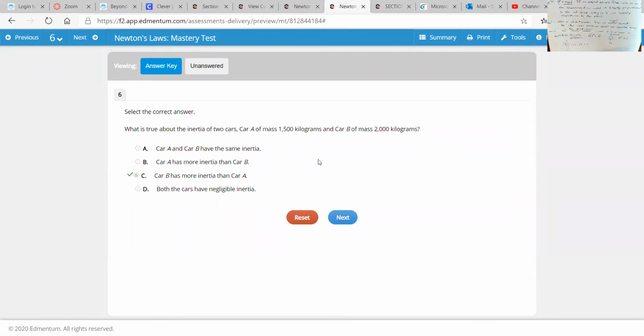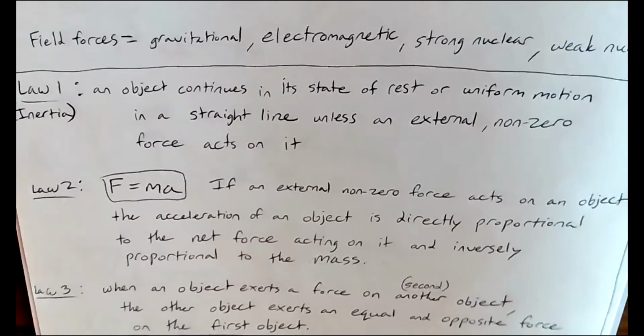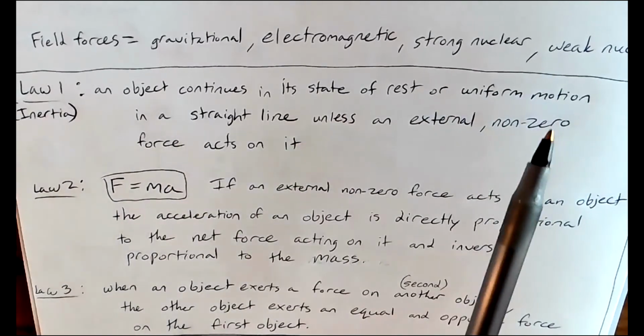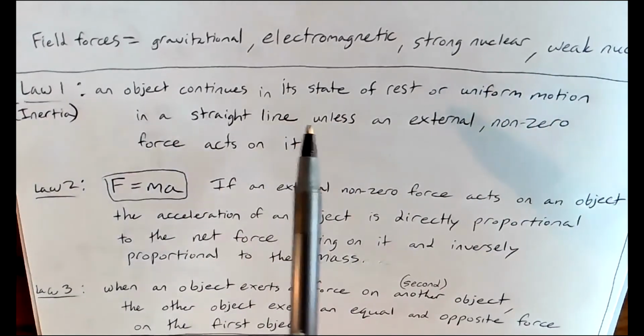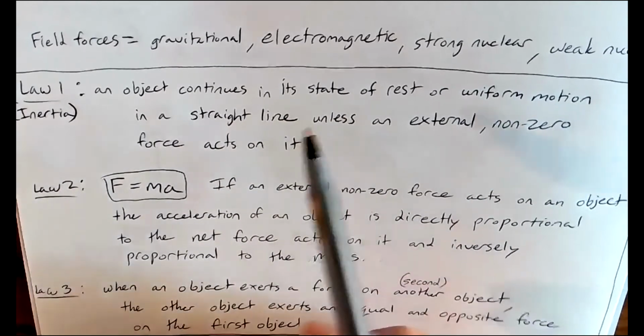What is true about the inertia of two cars? So inertia is, we can look at Newton's first law, and that's the law of inertia. And what that means, an object continues in its state of rest or uniform motion in a straight line unless an external non-zero force acts on it.